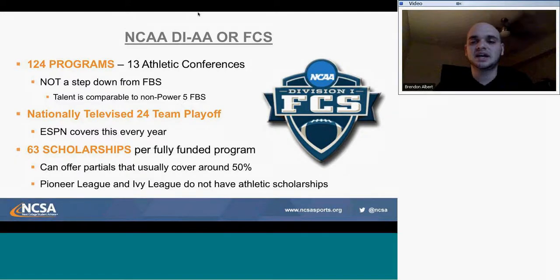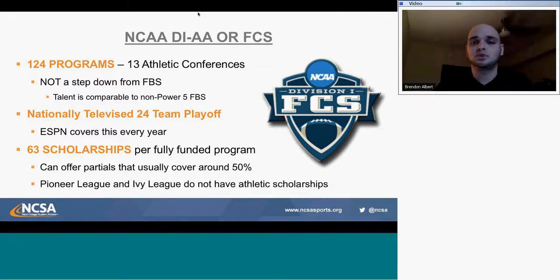Perfect example, North Dakota State last year, they played Iowa at Iowa when Iowa was the number 9 team in the country, and North Dakota State beat them pretty good. So this is really good football here. There are 124 of these schools, so there are fewer Division I-AA schools in the country than Division I-A schools.